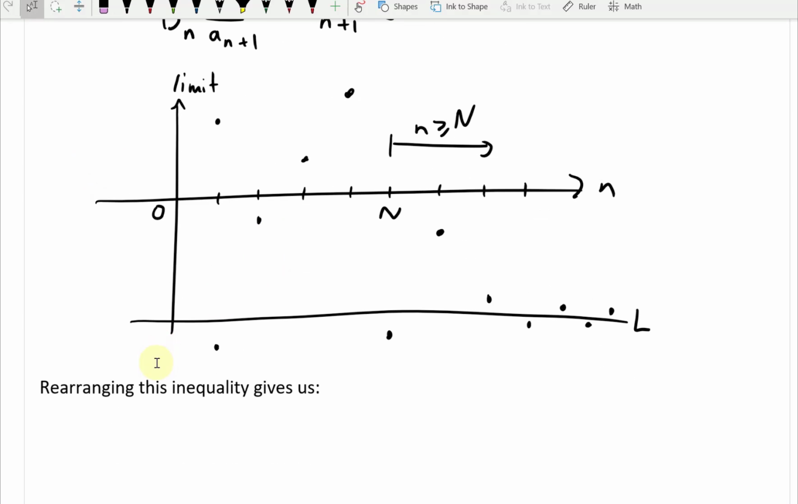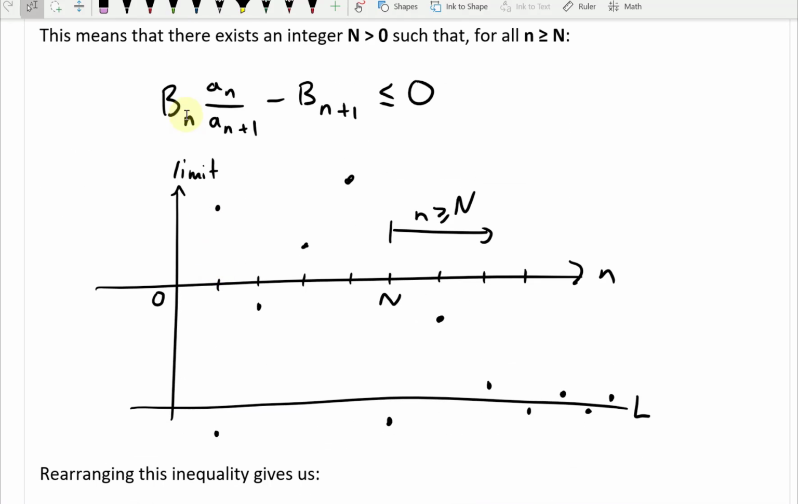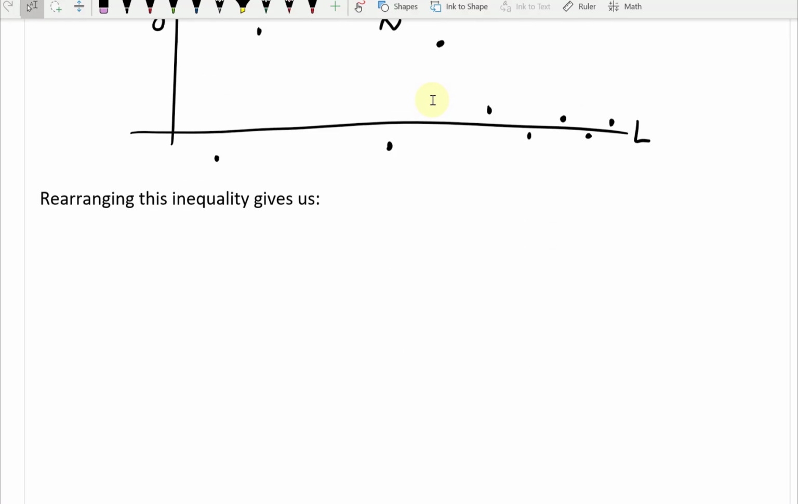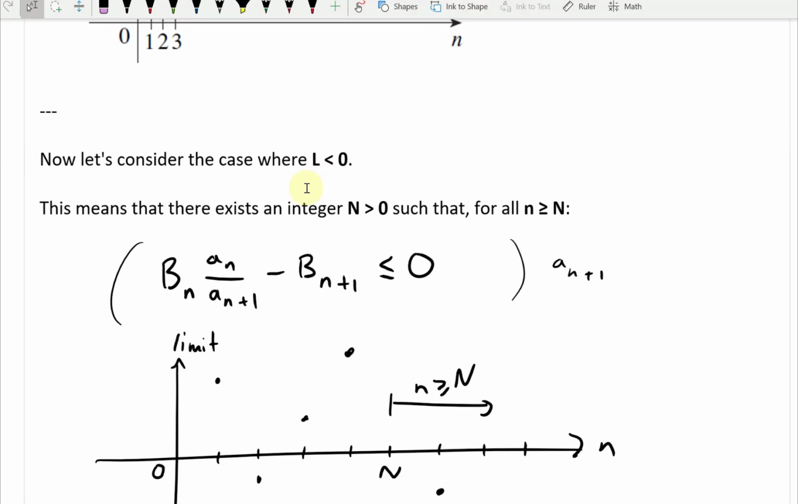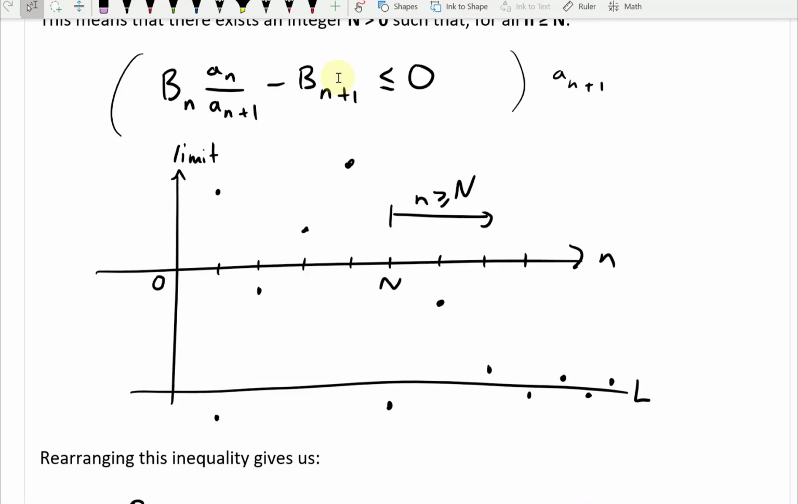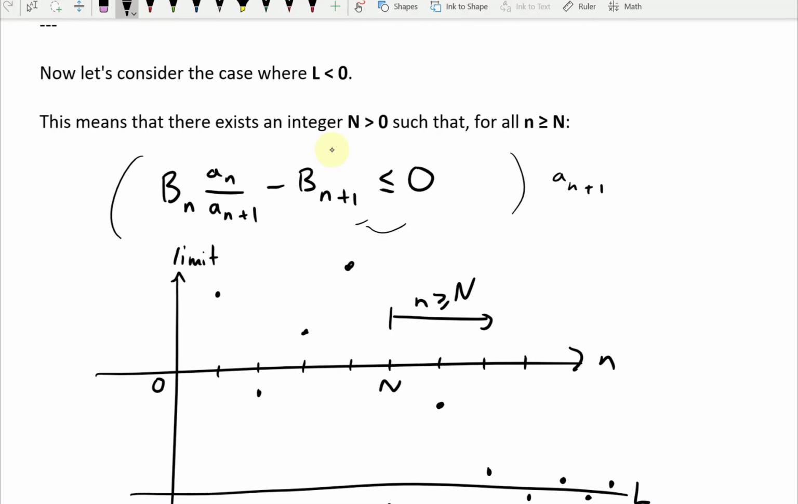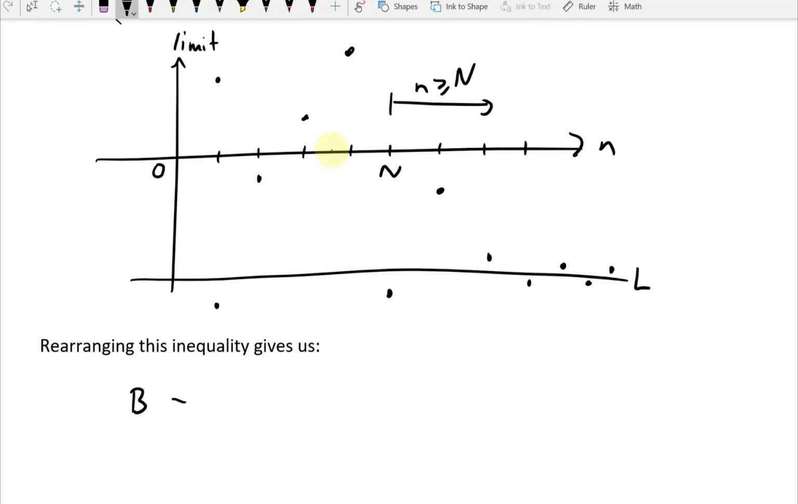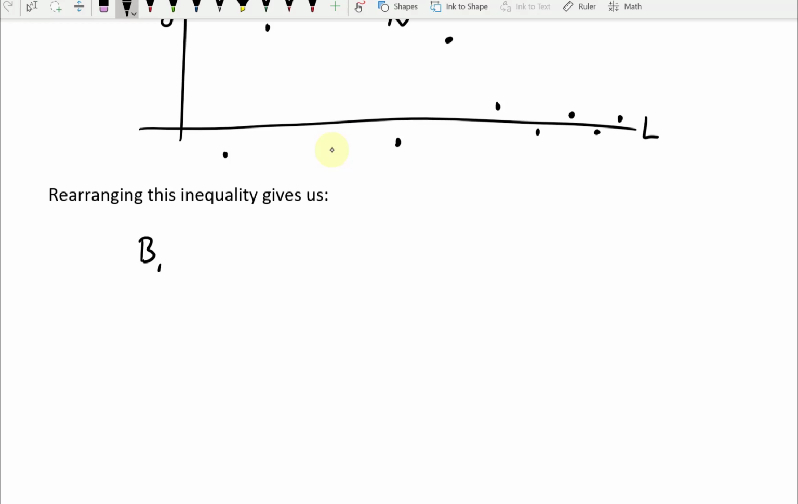Now the next step is rearranging this inequality. Multiply both sides by a_{n+1}, and that cancels. Because we have a 0 on the right side, it's simpler than the earlier case. We get b_n a_n minus b_{n+1} a_{n+1}, and then moving it to the other side, b_n a_n is less than or equal to b_{n+1} a_{n+1}. Whoops, this would be n.